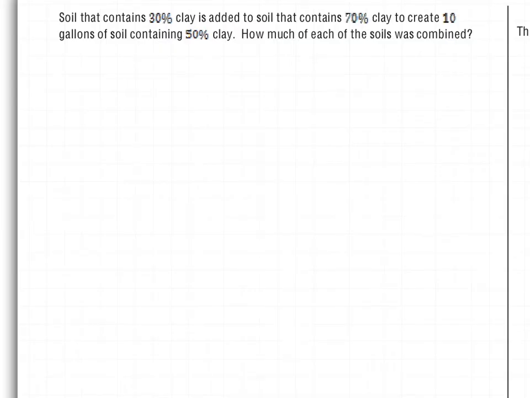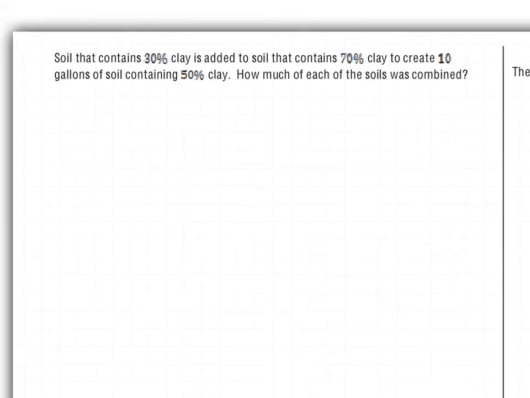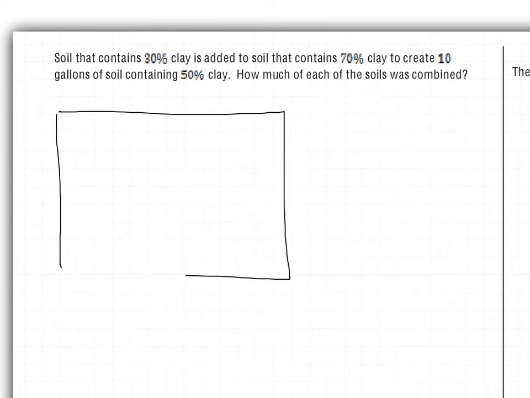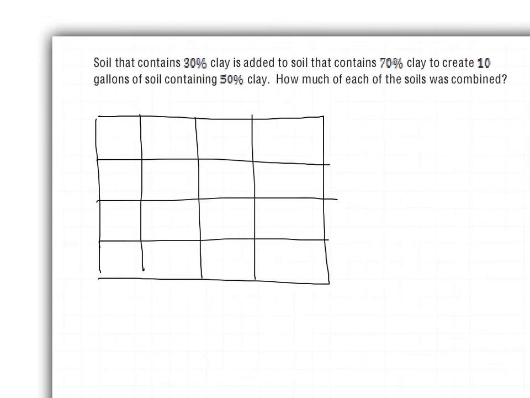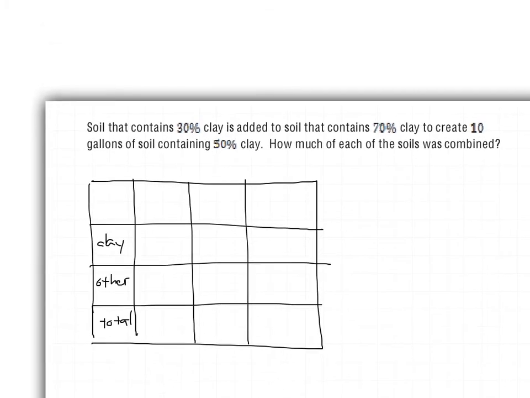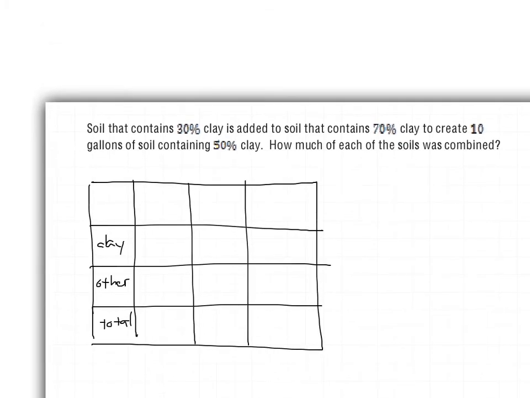Okay, so this next one's going to be a little bit more tricky. We're going to walk through this one together, and you're going to be asked to think several times along the way. So we're going to set this up. We've got containers that are soil, and some of that soil is clay, some of it is other stuff. So clay and other stuff, total. And for this one, we'll have mixture 1, mixture 2. You can think about that as soil 1 and soil 2, and our totals.